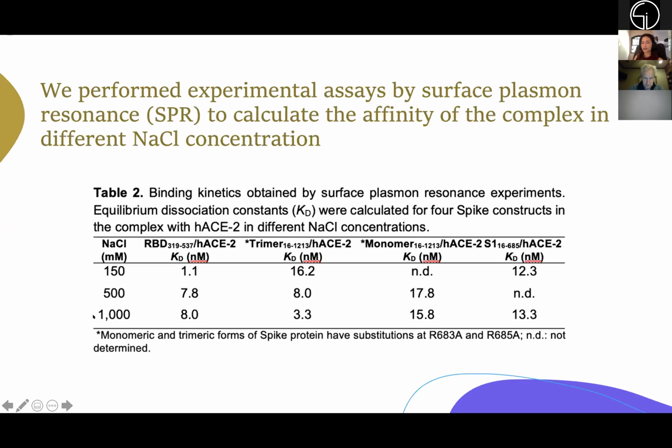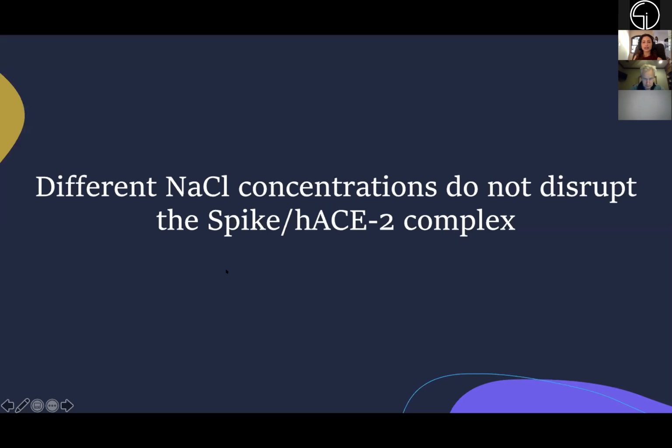That's amazing, from a very low ionic strength to a very high ionic strength. And the KD, the dissociation constant, using only the RBD and human ACE2, does not change, neither if you use the spike trimer, neither if you use the monomer of the spike or only the S1 subunit. The KD, the dissociation constant, in different ranges of salt concentrations is almost the same. So different NaCl concentrations do not disrupt the spike human ACE2 complex.